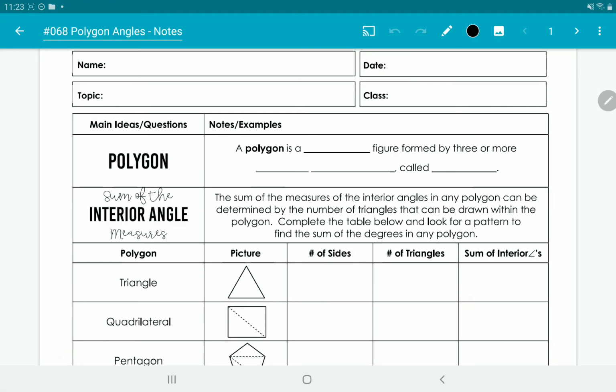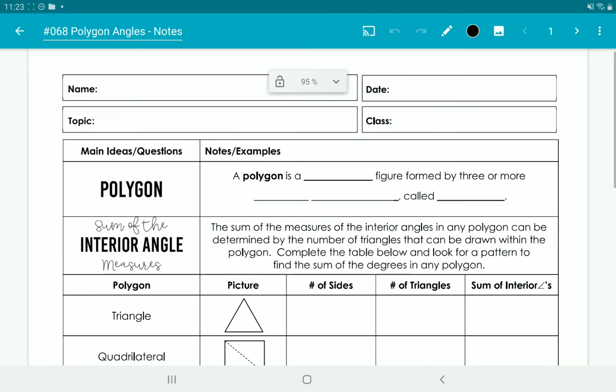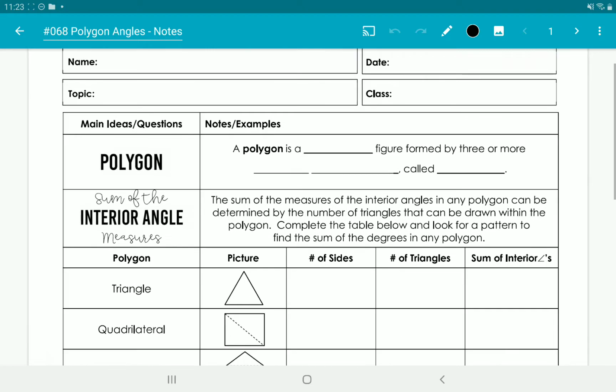Hey guys, so we're done with triangles for a little bit, thank goodness. I know that there's a lot all at once with triangles, but we're moving on to some other shapes, finally. So we're going to be looking at polygons.